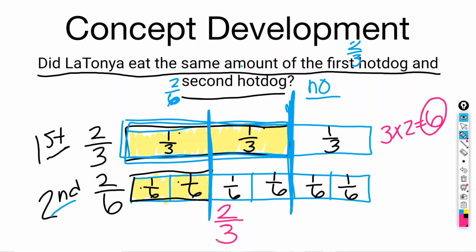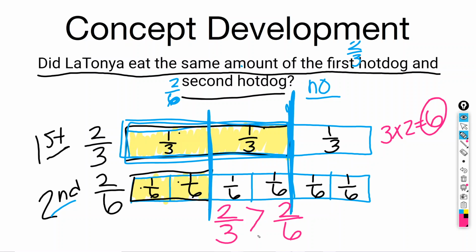2/3 and 2/6. 2/3 is greater than 2/6. Remember, the alligator teeth face the number that's bigger because it wants to eat the bigger part, just like she ate more of that hot dog. So 2/3 is greater than 2/6.